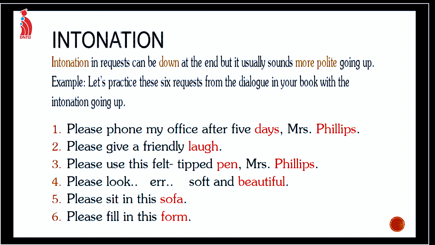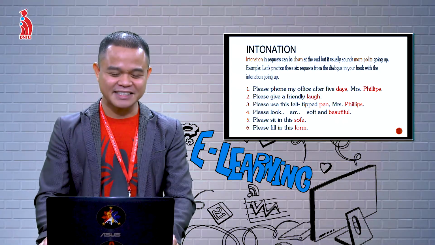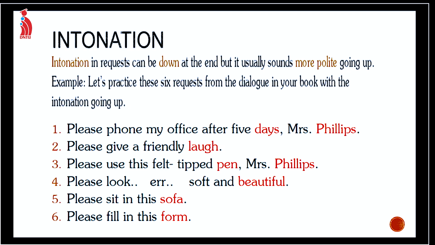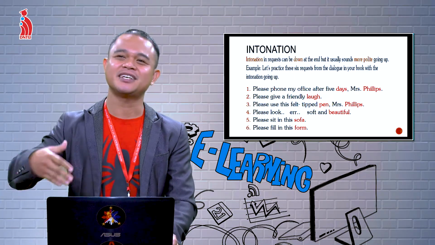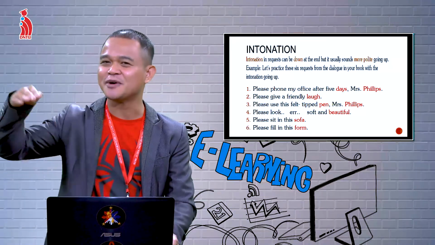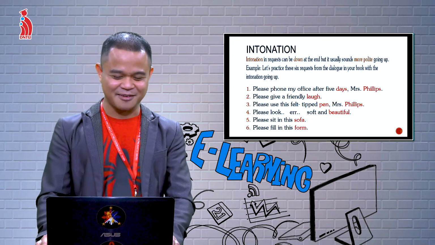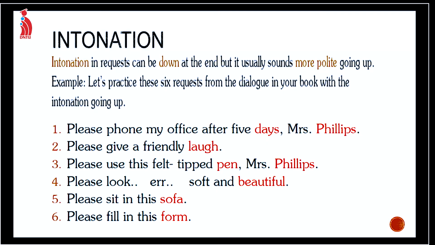See? Four. Please look soft and beautiful. That sounds a little awkward again. Fifth. Please sit in this sofa? If you listen to British people or people in the UK or in European English, you will really see their intonation going up because they're very friendly and they want to be polite every time. In the last sentence, please fill in this form.